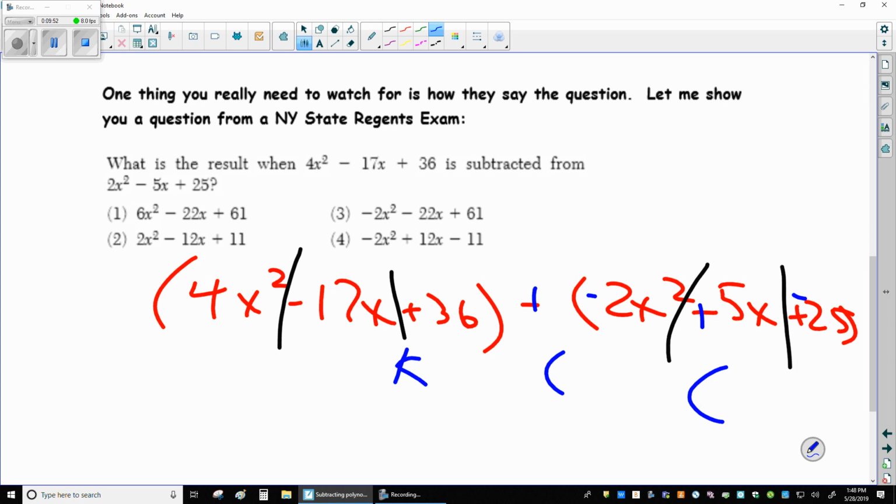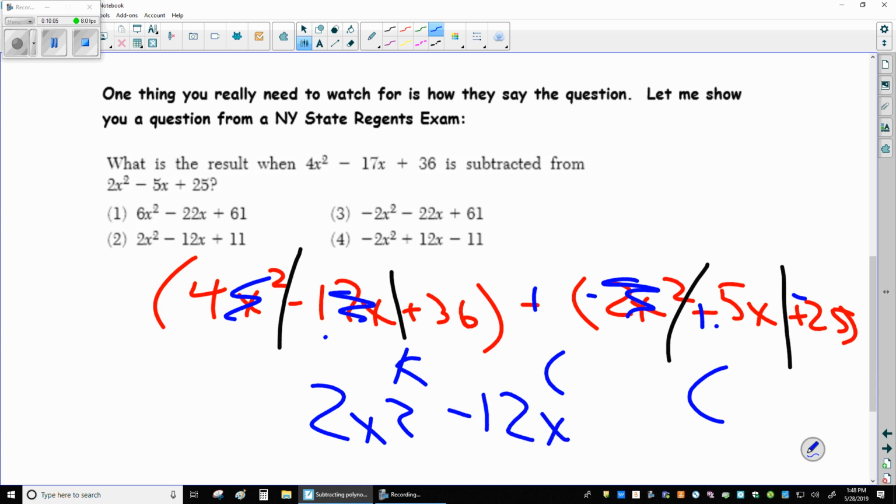And if I do this, I end up getting 2x squared, negative 17 and positive 5 gives me negative 12x. And then negative 36 and negative 25 gives me positive 11. Well, that is an option, isn't it? That's not the right answer. And on the next page, I'm going to show you guys why that's not the right answer.